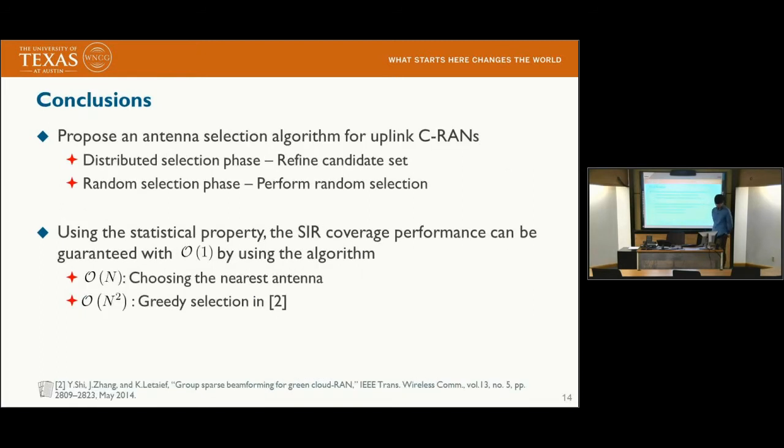Here are our conclusions. We proposed the antenna selection algorithm for uplink Cloud RAN, which consists of two phases. Using the statistics of antenna distribution, which is the fact that the antennas are distributed as a homogeneous Poisson point process, the SIR coverage performance can be guaranteed with low complexity compared to the other algorithm.